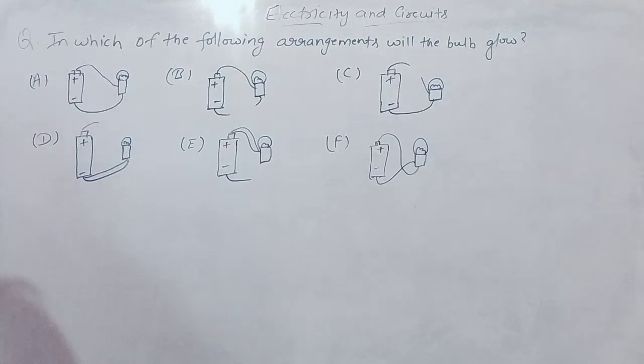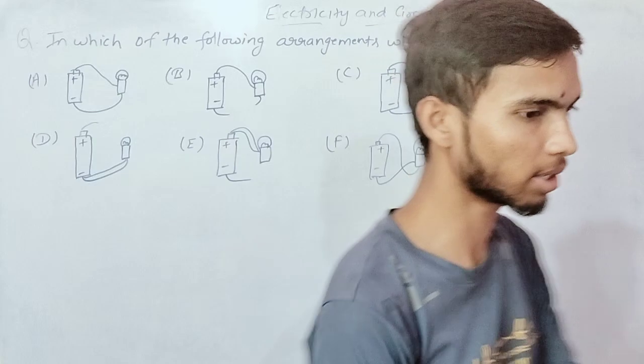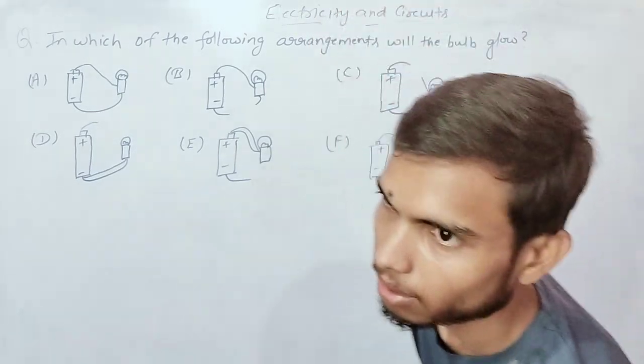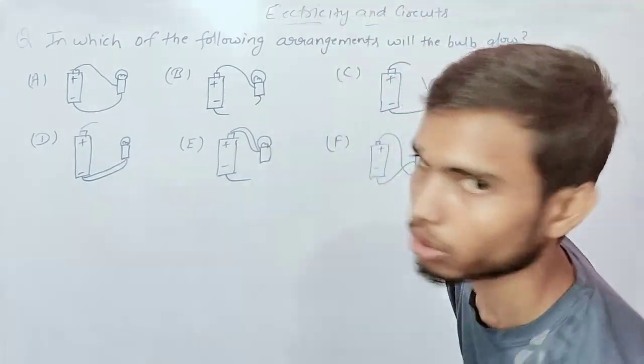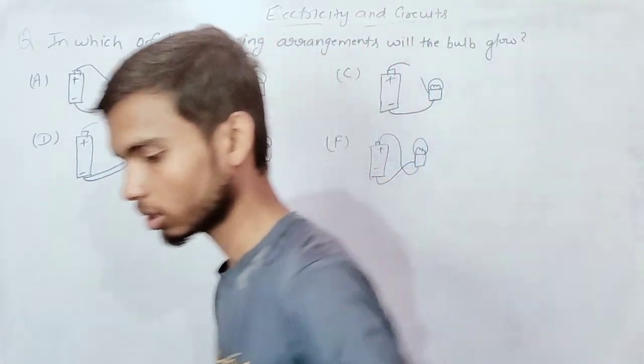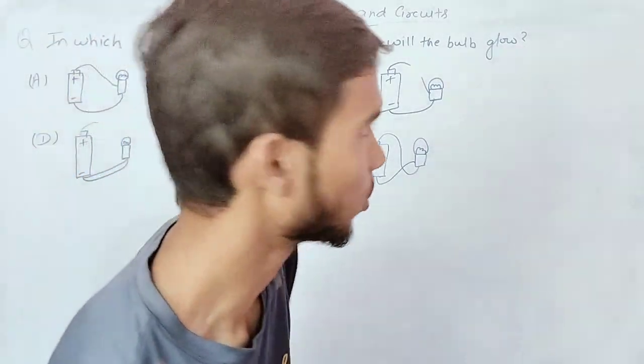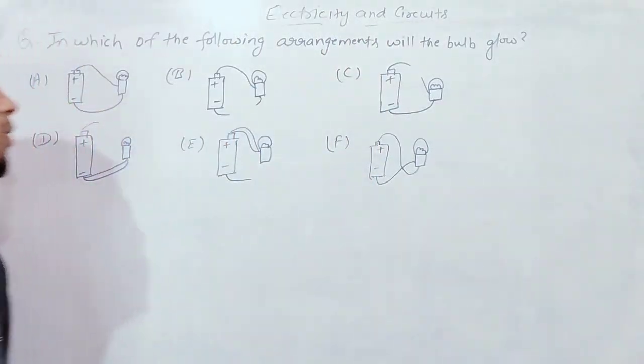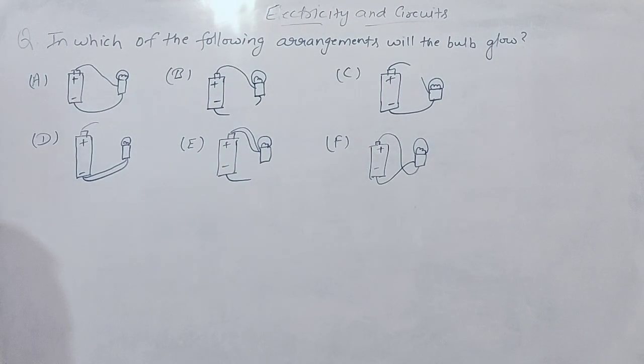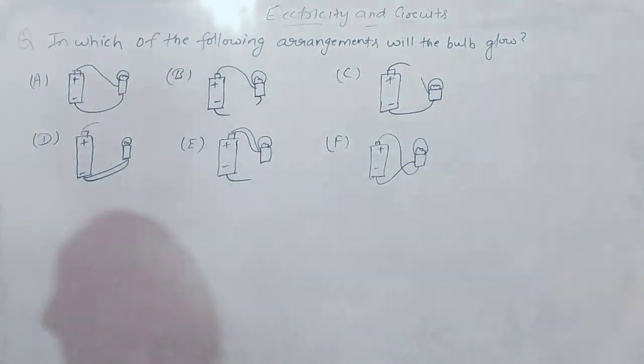This is the complete question. What is it saying? The question is asking in which of the following arrangements of electric circuit will the bulb glow? So here, what is happening?